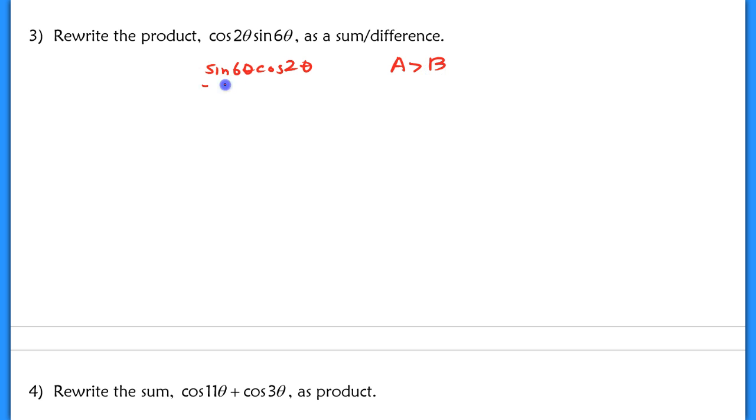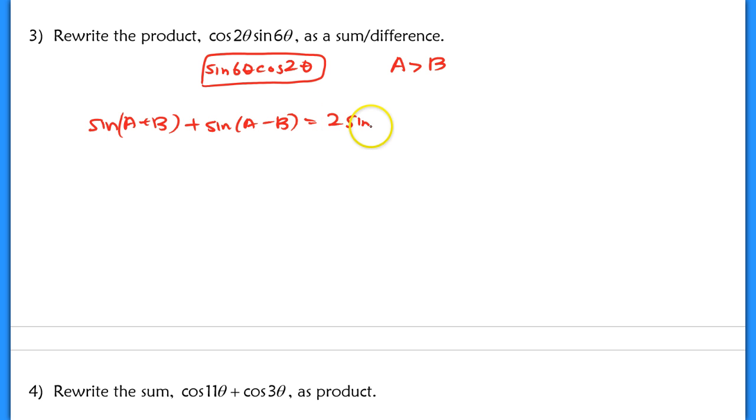So I actually want to use this guy here, sine 6 theta cosine 2 theta. Now the sine cosine term is the first term of your angle addition for sine. So that means I'm using the first terms, which means I'm adding the sine of A plus B and the sine of A minus B. Okay, so that's the general formula that I want to be using right now.